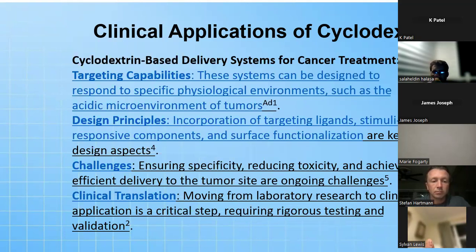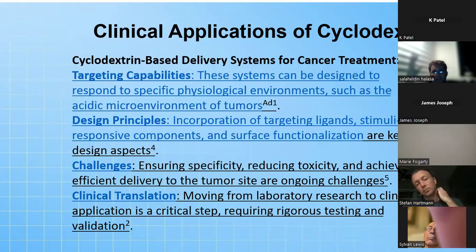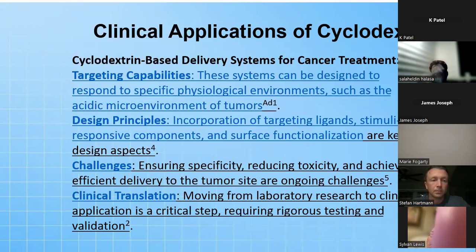Can we use cyclodextrin to deliver cancer drugs? Yes, because it helps to get those cancer drugs wrapped around those particles as nano, and get those cancer drugs into the pathology, into the leaky blood vessels versus the tight blood vessels of the healthy tissue. And this will minimize the toxicity to the healthy tissue. So this system can be designed to respond to specific physiological environments, such as the acidic environment of the tumor. Also, we can add things inside this pack of cyclodextrin so it becomes sensitive to the environment of the tumor, where it will blow up or release the contents.